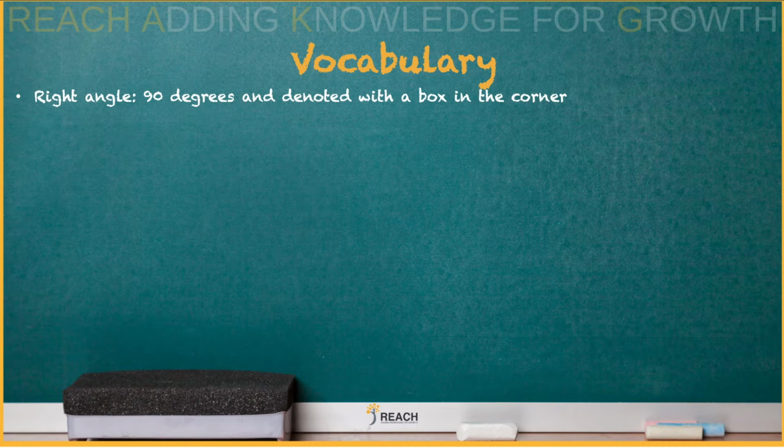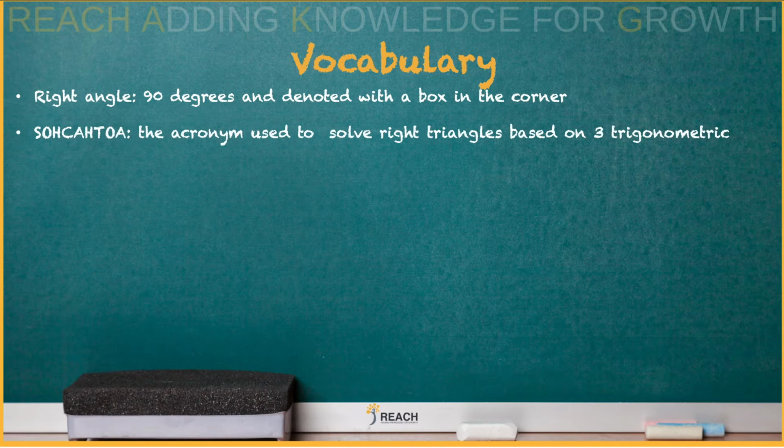So the right angle, you see a right angle, which we call 90 degrees, every time you see a box in the corner. Don't assume unless you see the box, then we know it's 90 degrees. Sohcahtoa is an acronym used to solve right triangles based on the three trigonometric functions. What are those three functions? Let's check them out.